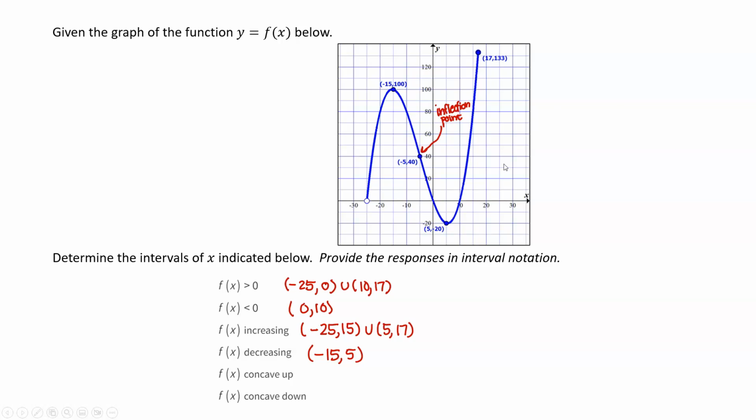So concave up would be an instance where you have this here. The inflection point is where that concavity changes. So from here and beyond, it's concave up. So between -5 and 17 is where it's concave up. And of course, before that point is where it's concave down. So from -25 to -5 is where it's concave down.